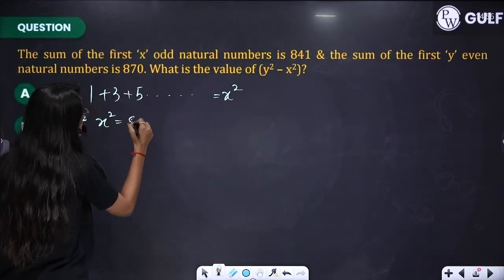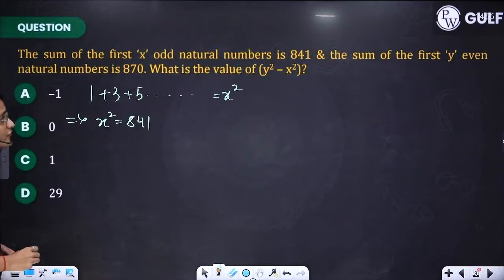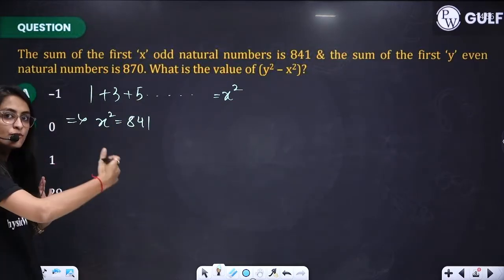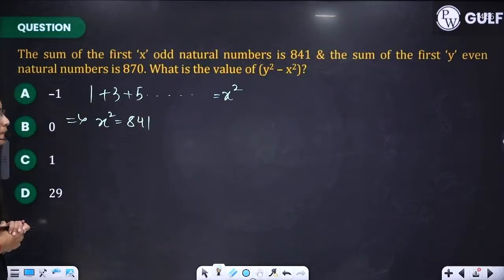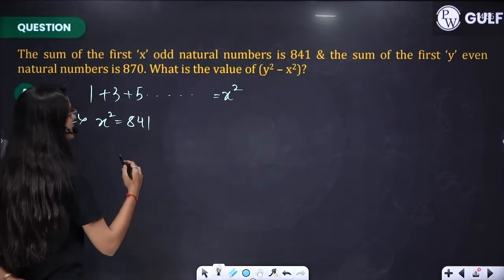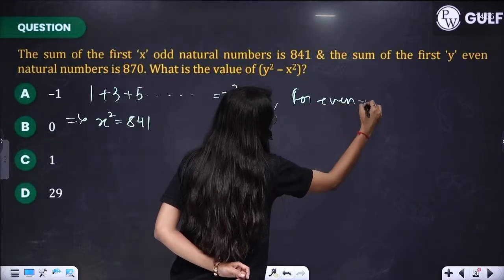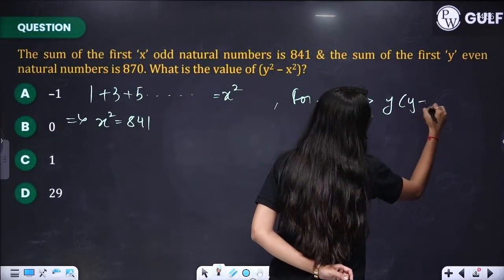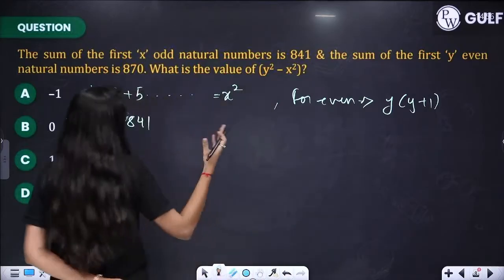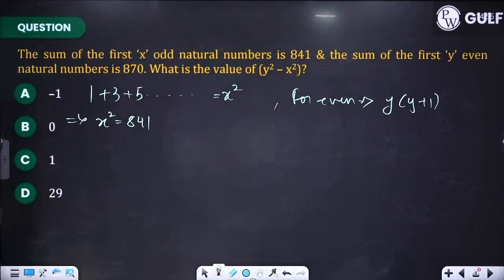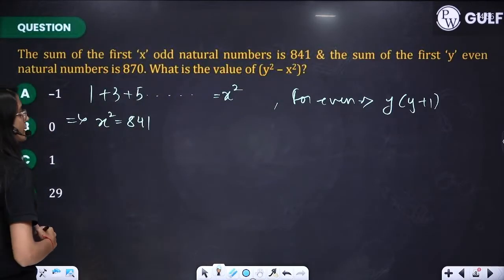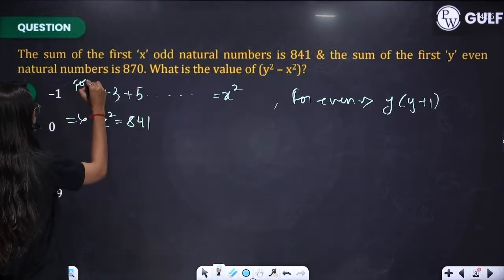x square is equal to 841. And for the y even numbers, 1 plus 2 plus 4 plus 6 plus 8, it would go on and on, and that is equal to, for even, y into y plus 1. In this case the variable is y, so that's why we are taking y into y plus 1, and the earlier one is for odd.